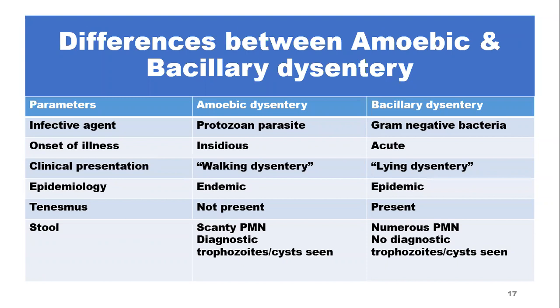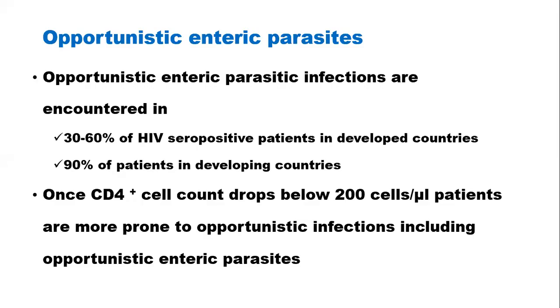When you send the stool to the lab, with amoebic dysentery, we tend to see a reduced number of polymorphonuclear cells. And we can see trophozoites or cysts depending on if you send in a fresh stool sample or not. With bacillary dysentery, however, you have a lot of inflammatory cells, polymorphonuclear cells, and then you don't see trophozoites and cysts. So this can give you an idea of what you're dealing with.